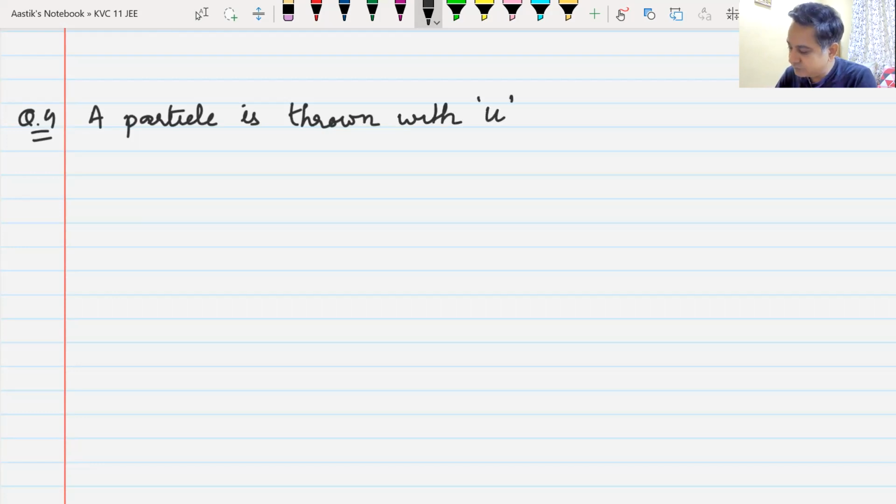Velocity. Why is my voice sounding like a bell in a temple? Dung, dung, dung, dung, dung, dung, echoing everywhere. No one is in the temple and I am the only one ringing the bell.